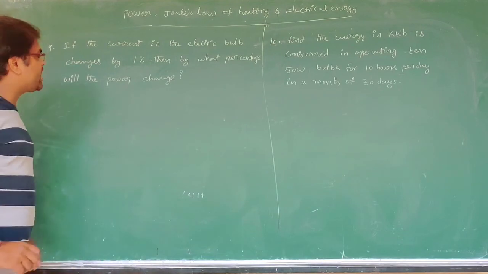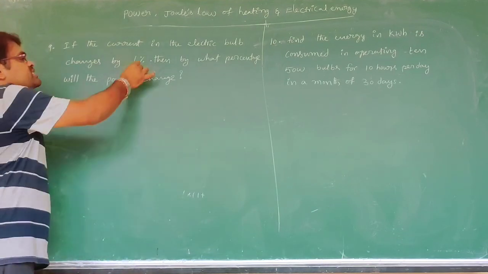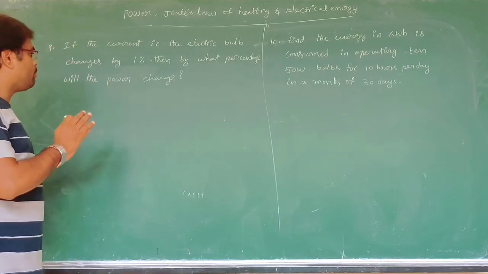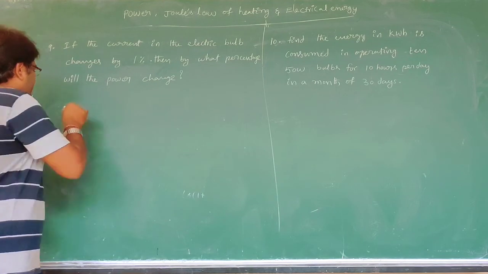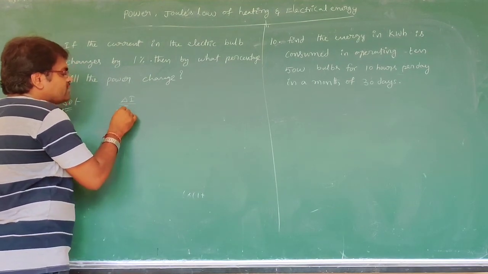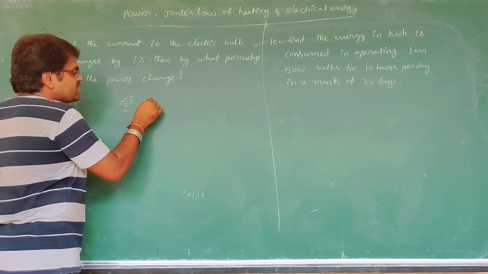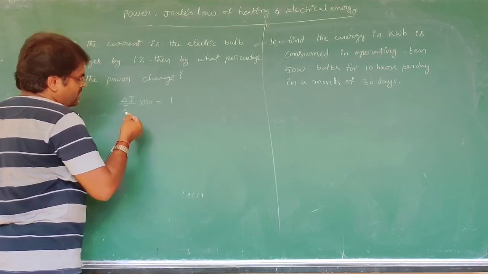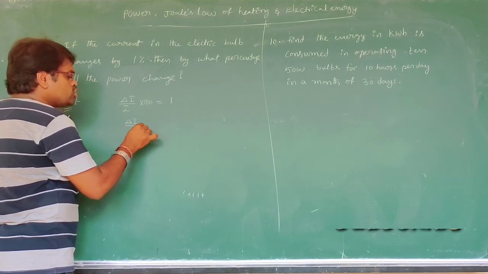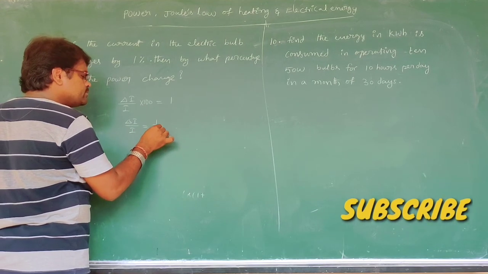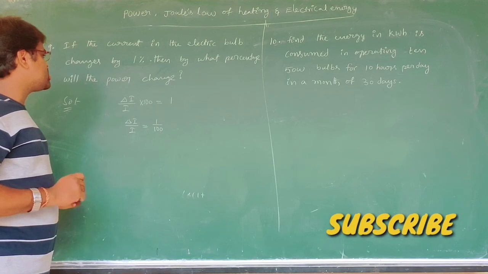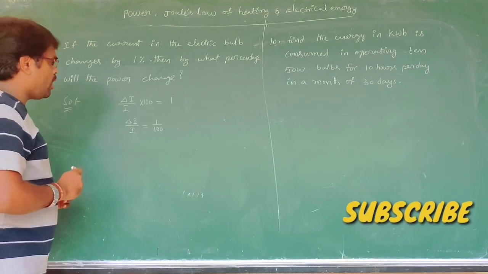We are going to discuss the ninth one. If the current in the electric bulb changes by 1%, then by what percentage will the power change? Now what they have given here first is delta I by I percent is 1, that is delta I by I is equal to 1 by 100. Here they are asking the percentage change in power.